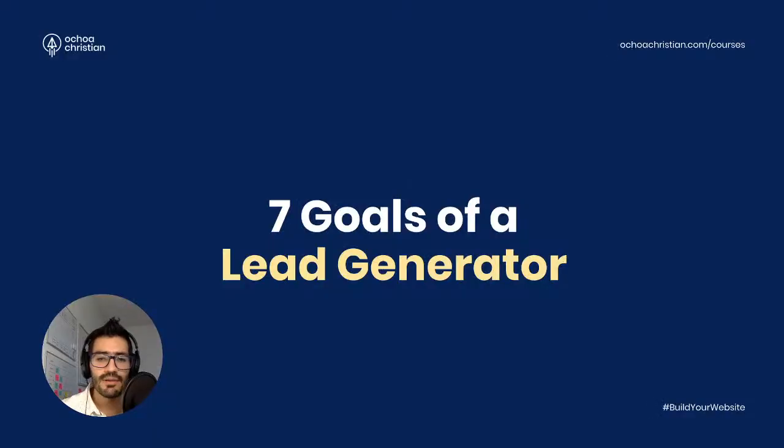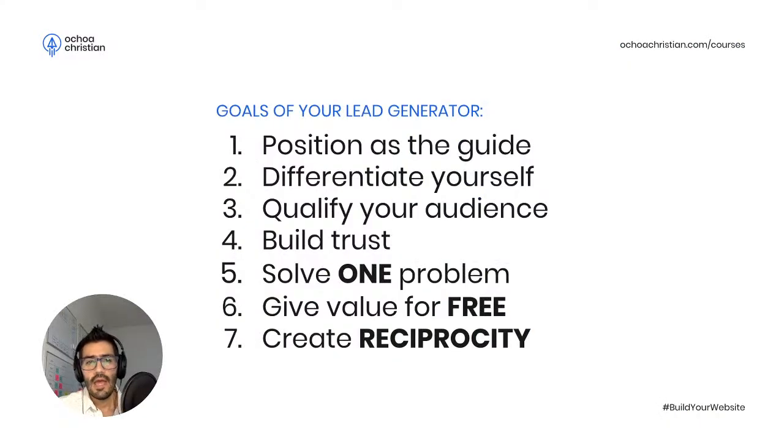Now let's talk about the 7 goals of a lead generator. And you will see that these 7 goals are something that you also have to keep in mind in order to write the content of your lead generator. The number one goal is that you have to position yourself as the guide. So remember what we talked about in the previous videos, you being the guide in this story. This story is not about you, it's about your client. They are the hero. They have questions, they need answers. And the only way that you can position yourself as their guide is to give answers to their questions.